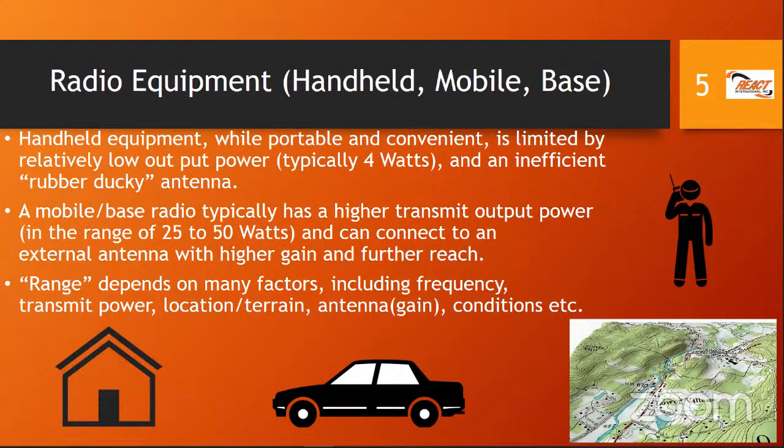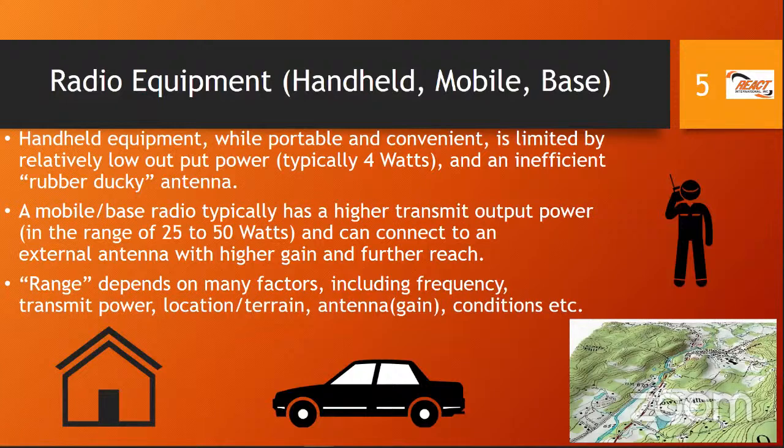And of course, there are many factors that determine that range. Also, on a base station, you will have an external antenna. It might be on the roof of your building or your home or your structure. And that antenna may also have some gain that will cause the signal to reach much further. So that's why a base or mobile radio tends to have a further range, as we may call it, for that signal.